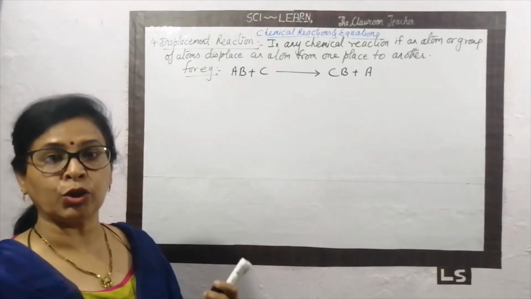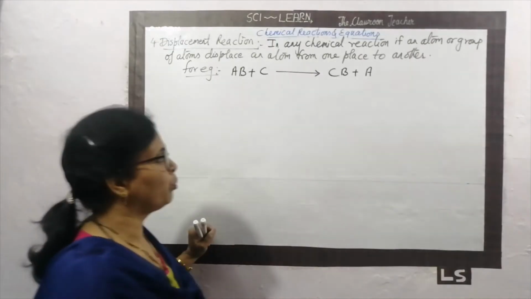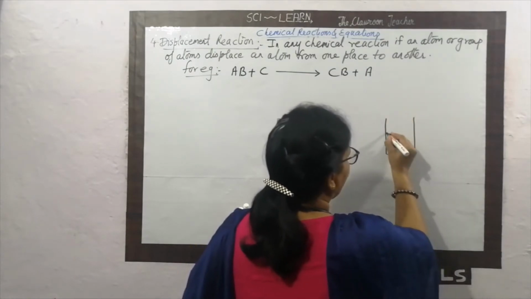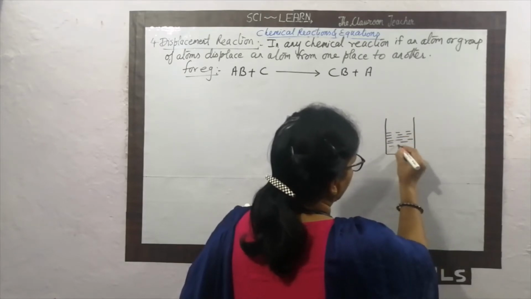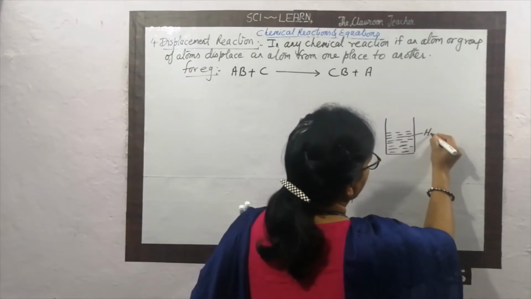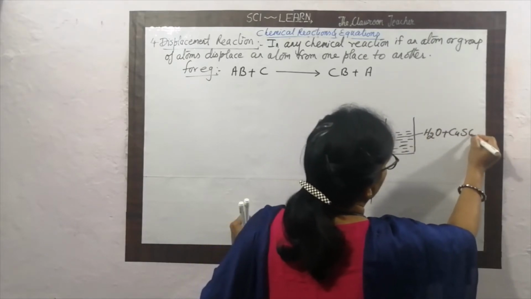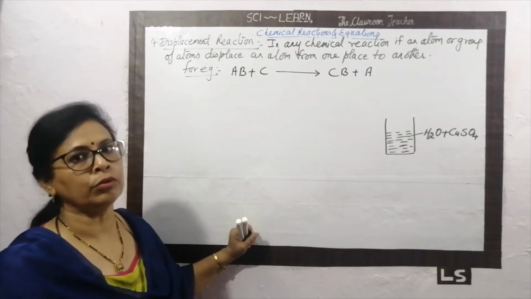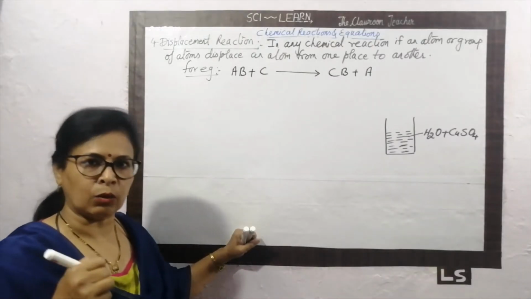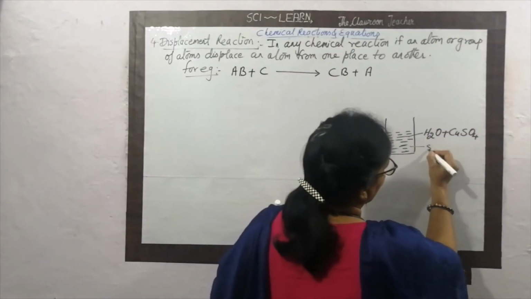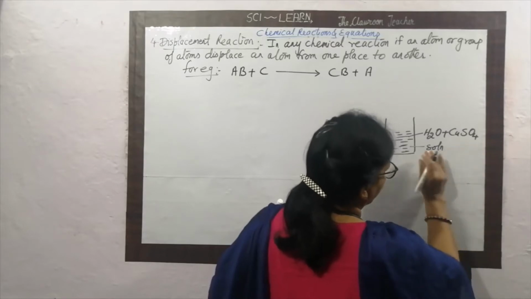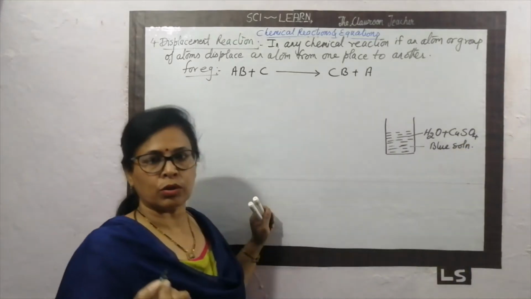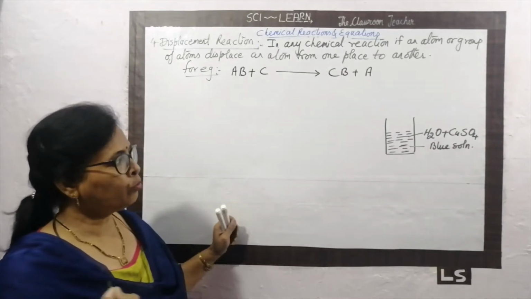One simple experiment we are going to perform in the laboratory whenever our school opens. What do we have to do? We take one beaker and make a solution. We take water, and with water we mix a salt called copper sulfate. The basic color of copper sulfate is blue. Commonly it is called blue vitriol. When blue vitriol or copper sulfate is mixed in water, one solution is formed, and the color of this solution is blue. So we write here: blue solution. Why is it blue? Because the basic color of copper sulfate is blue only.